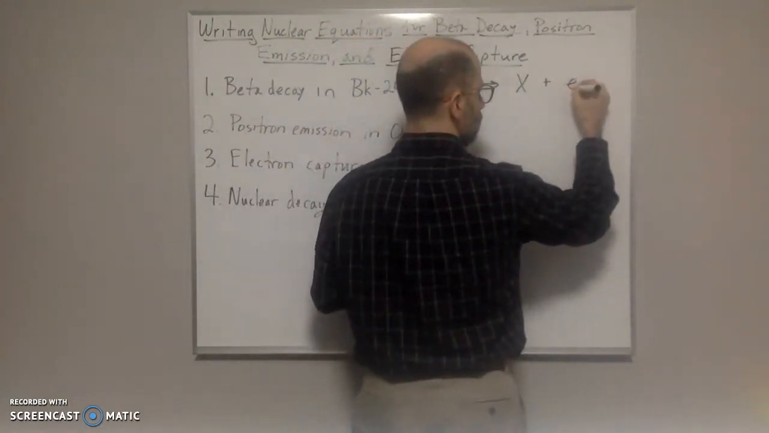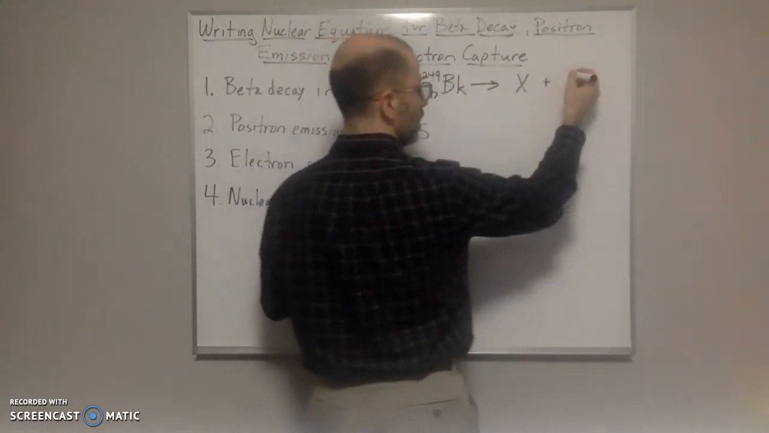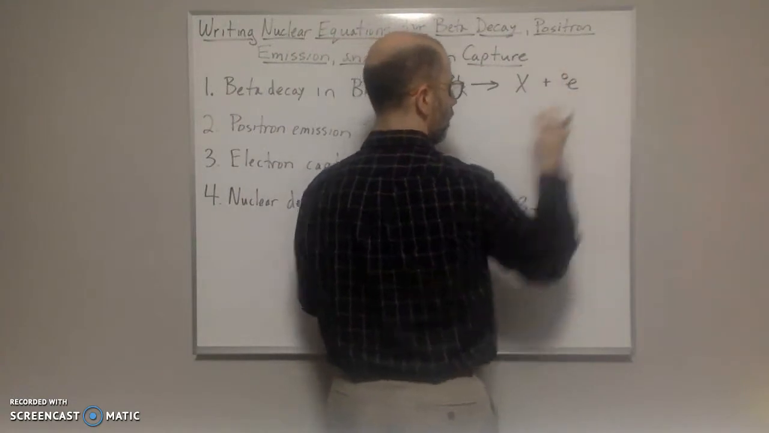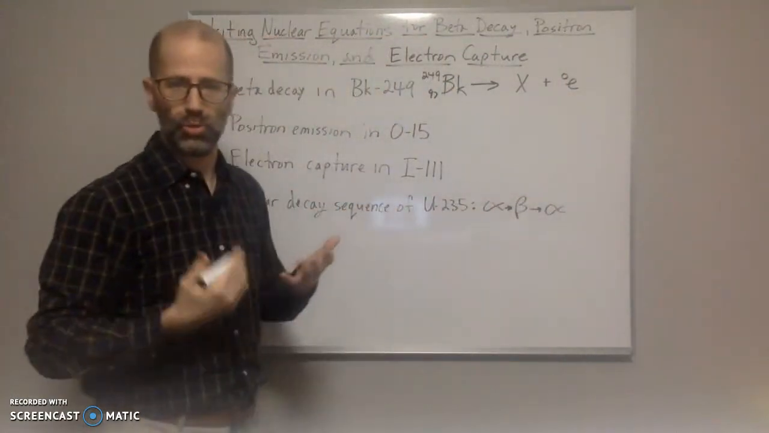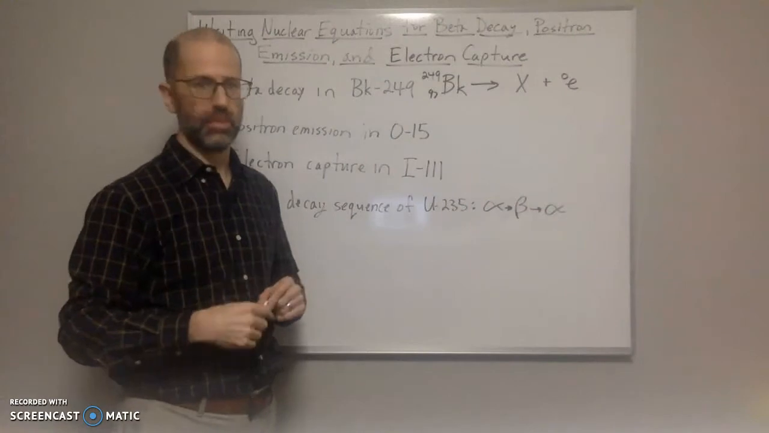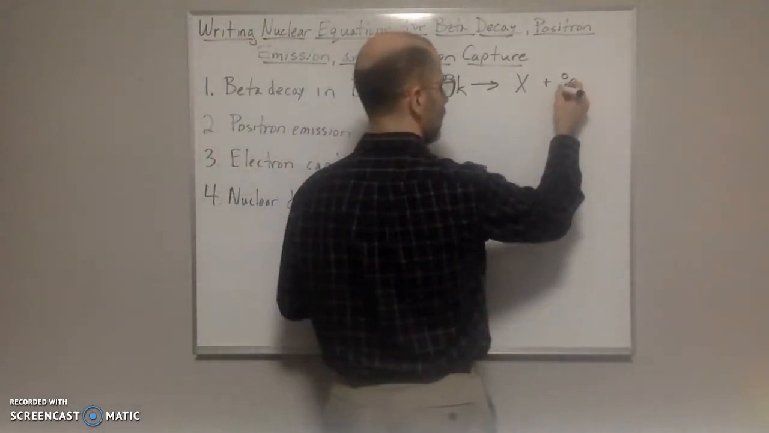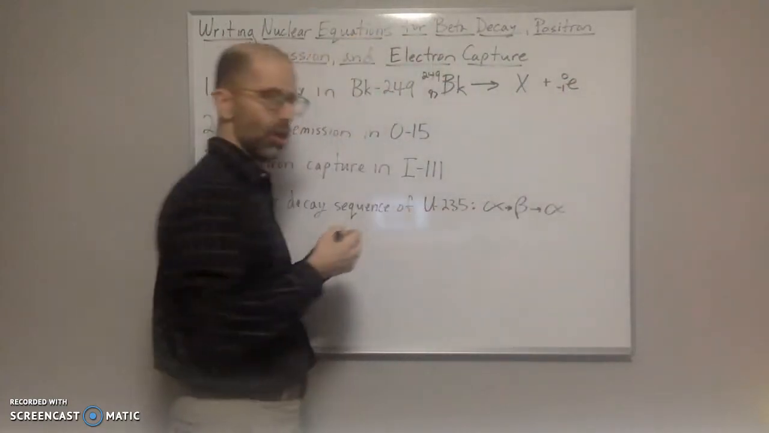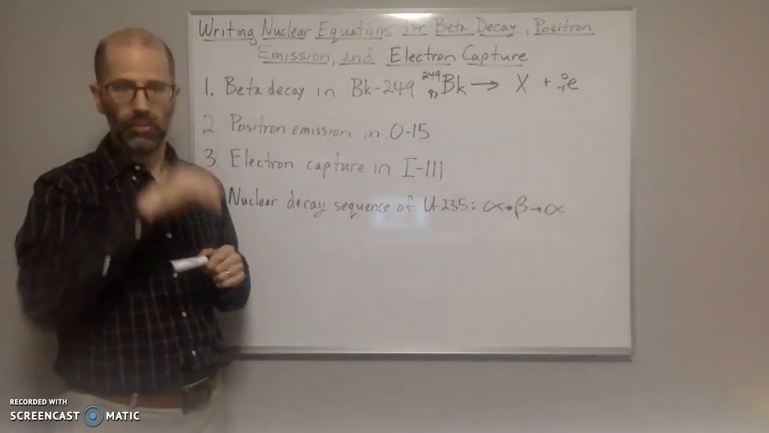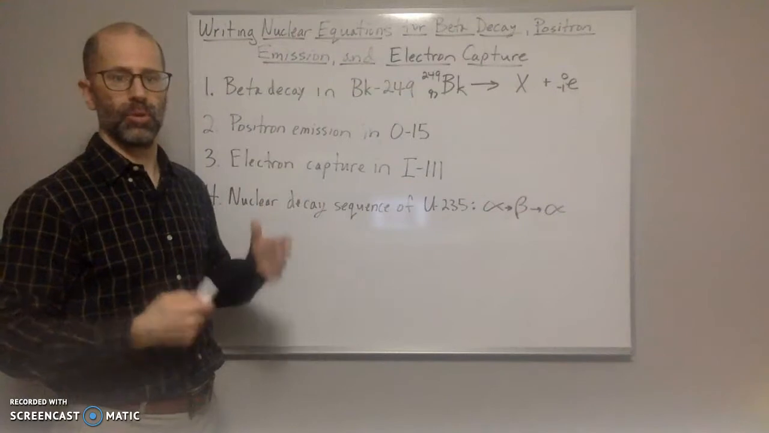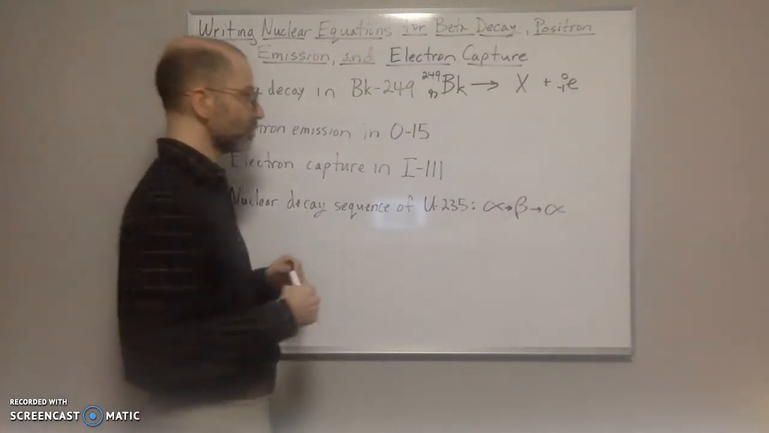And so the symbol for an electron is going to be 0 for the mass. We're assuming that the mass number is 0 because electrons are so small. And then on the bottom, we have a -1 for the charge. And so that's going to be important later when we're balancing the equation.